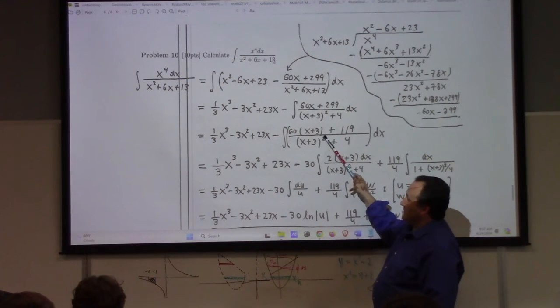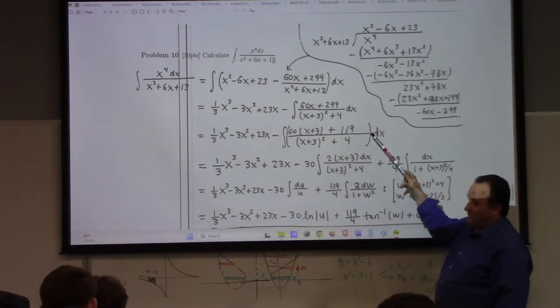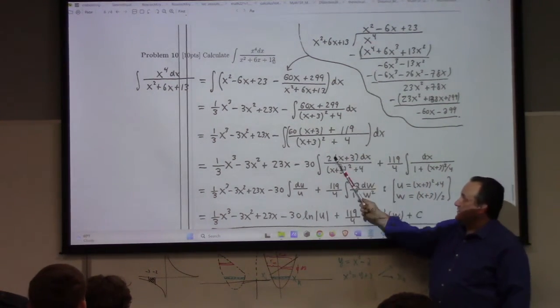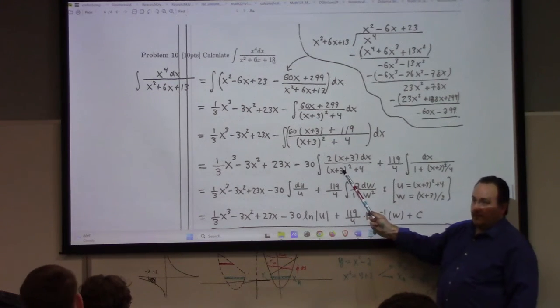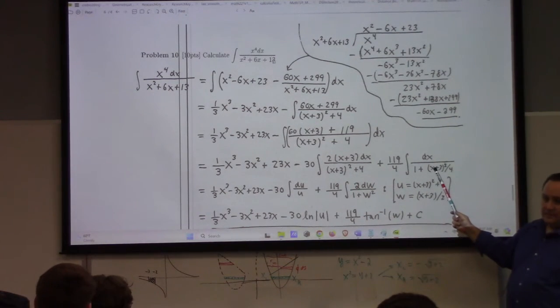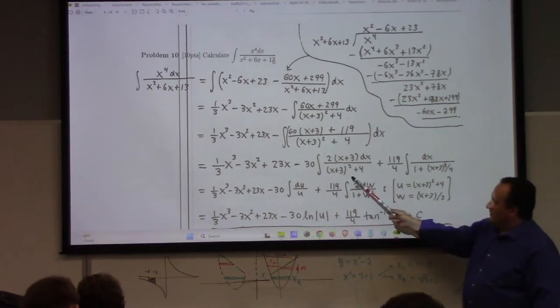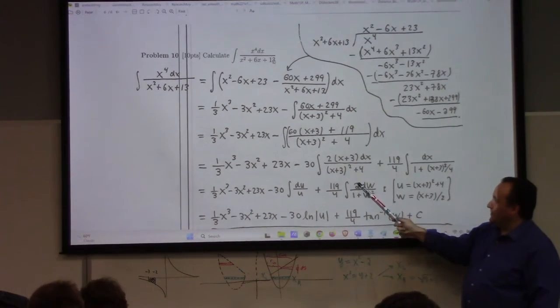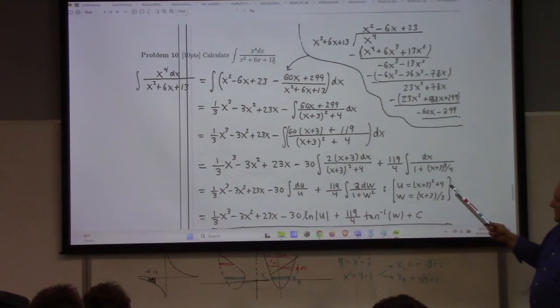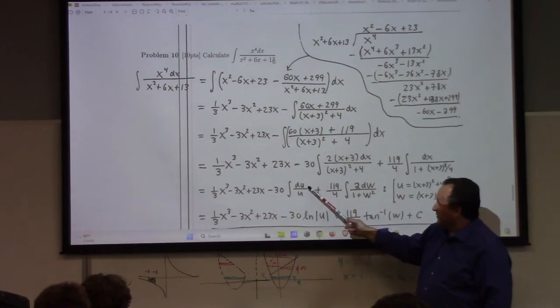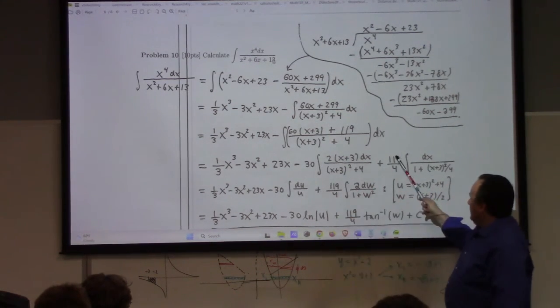Now, why did I do that? The reason I did that is so that I'm thinking ahead to the next step where I'm going to make a u substitution for the denominator, and whatever else is going to go into an arctangent integral. So the u substitution for the denominator is this. I make a w actually. W equals x plus 3 squared plus 4. Oh, excuse me, I can't do math. U equals x plus 3 squared plus 4, which gives me du over u with a minus 30, and a 119 over 4.